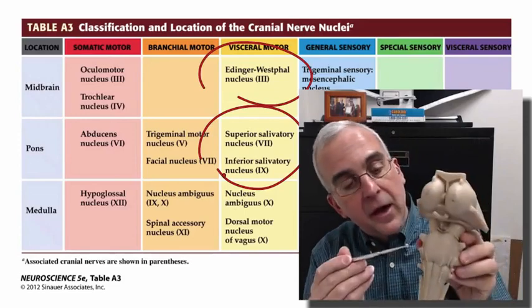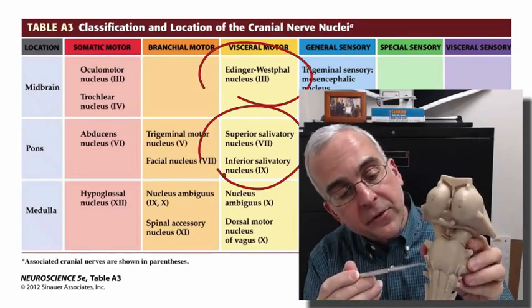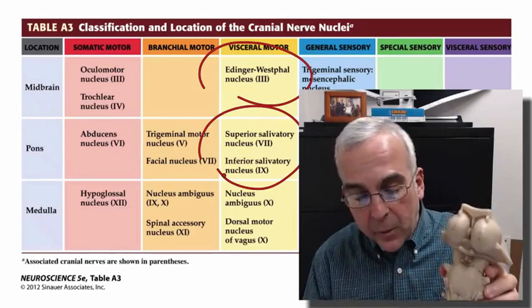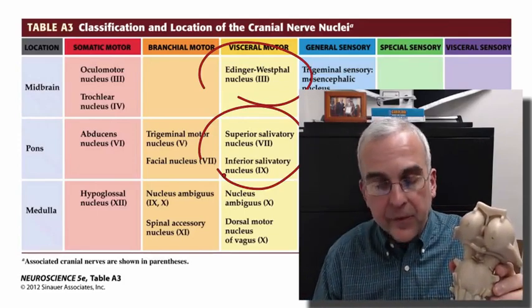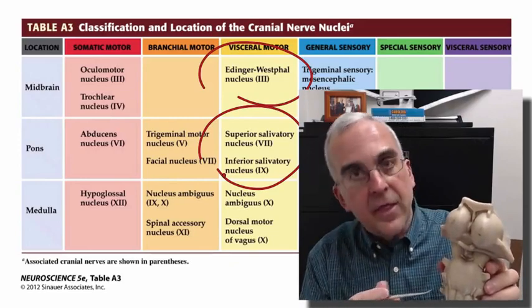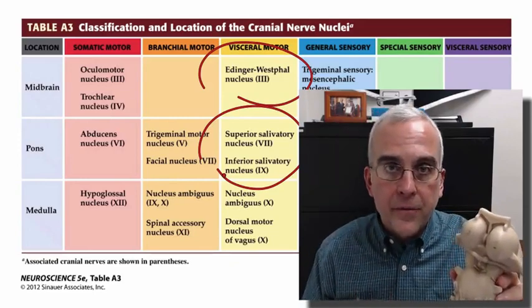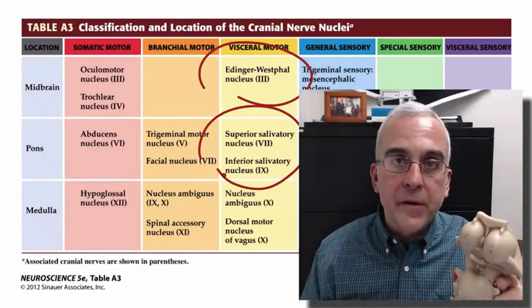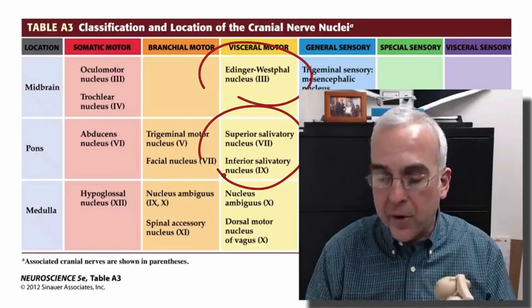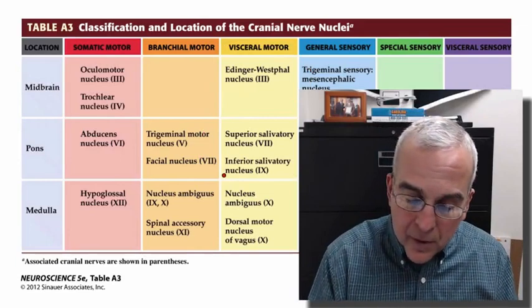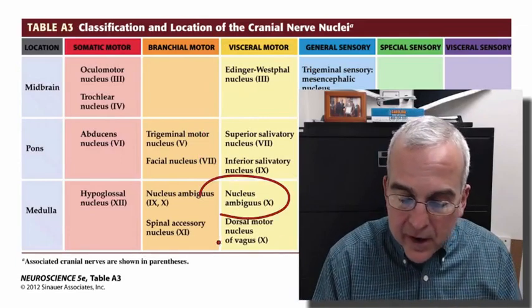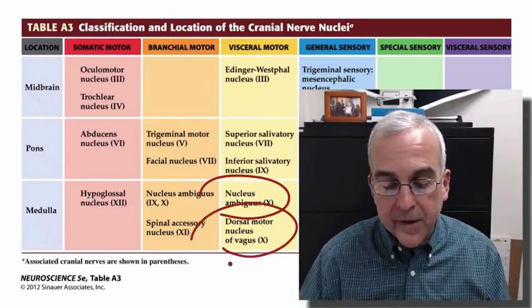Also in the junctional region near the pons and the medulla, we have the neurons that are associated with cranial nerve 10, the vagus nerve, that control the viscera that are found in the thorax and the upper part of the abdomen. So these axons are grown out by the nucleus ambiguus and by the dorsal motor nucleus of vagus.